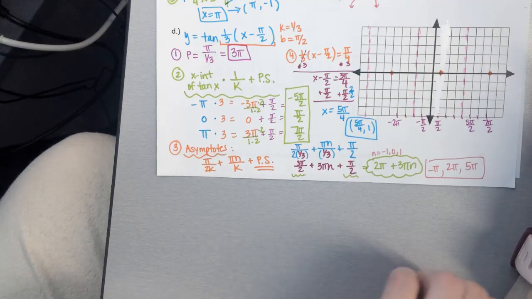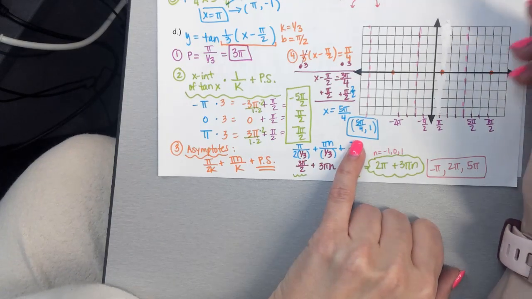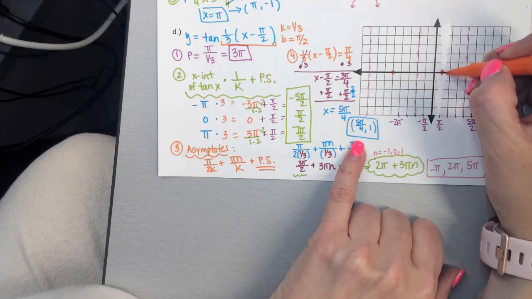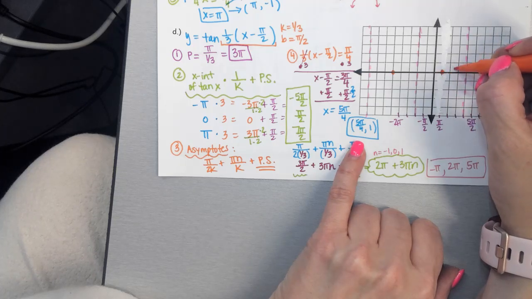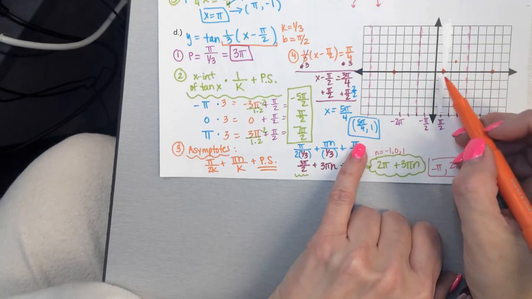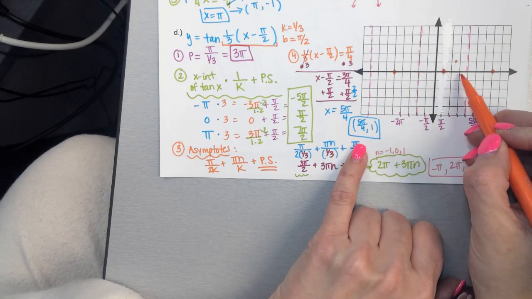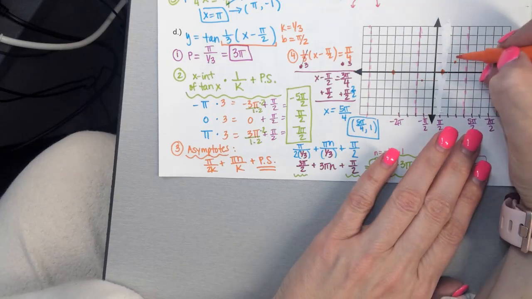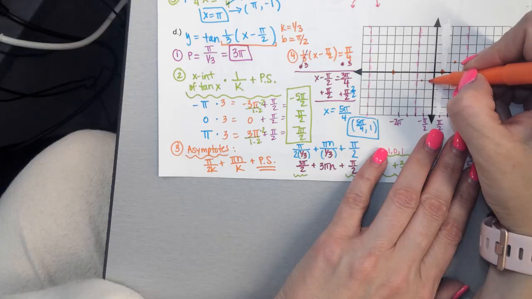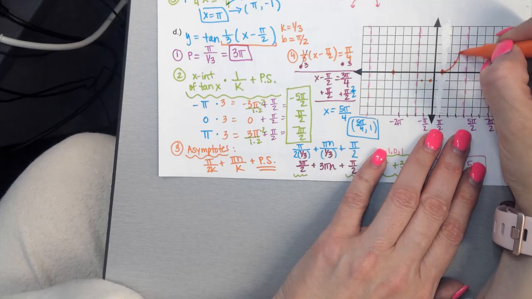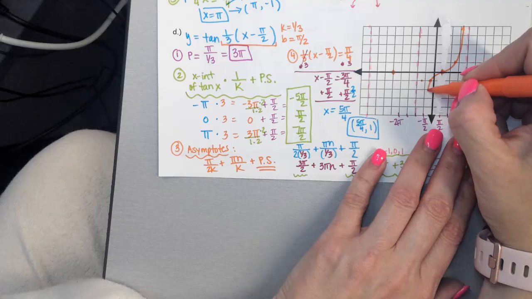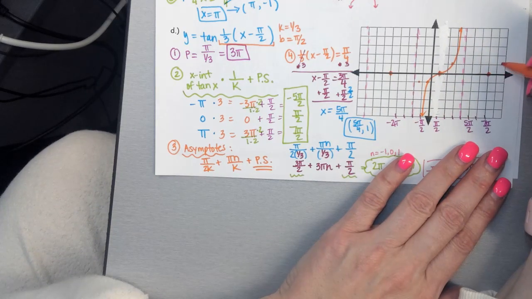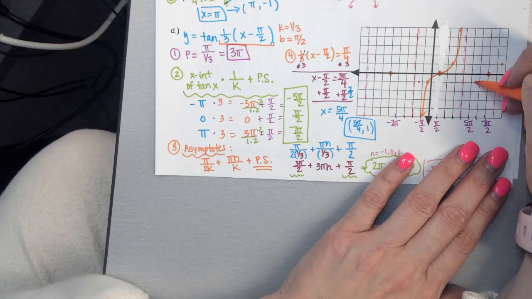Okay, at 5 pi over 4, 1. If this is pi over 4, this is 2 pi over 4, 3 pi over 4, 4 pi over 4, 5 pi over 4. So if this unit is over 1.5, it's just going to go back 1.5. Same thing here. 1.5, there you go.